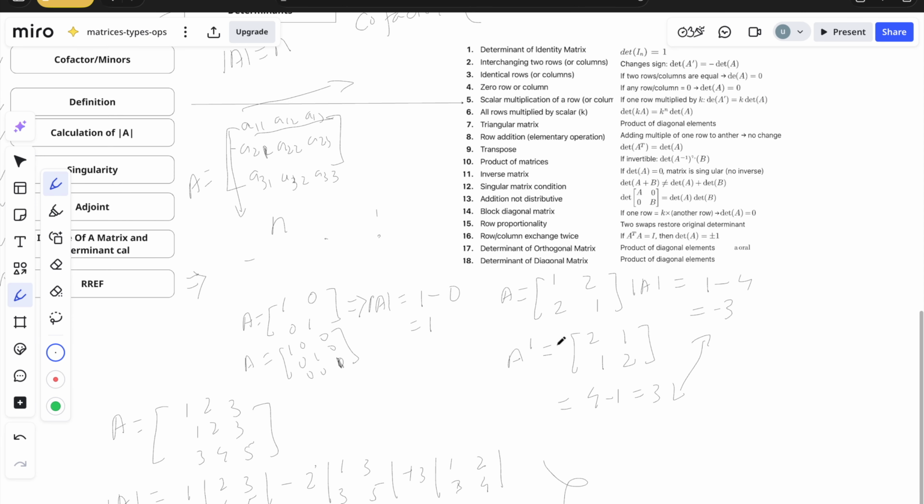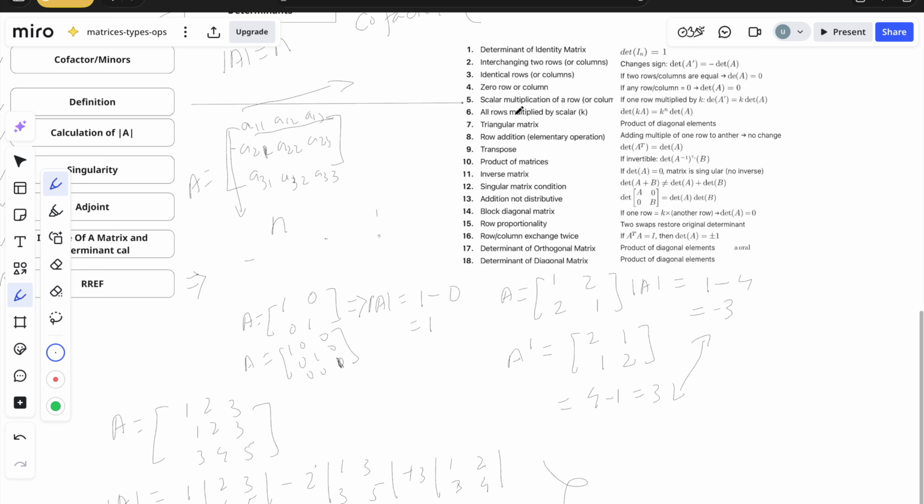The other properties, I will try and solve for almost all of them. The rest I will request you guys to try with your own copy and pen. That's the best approach. Let's try and solve one and a couple more.